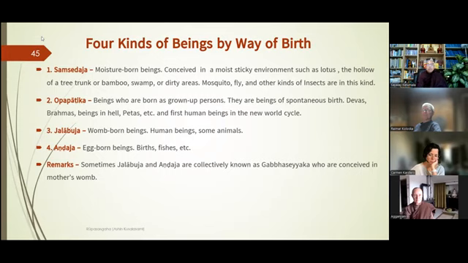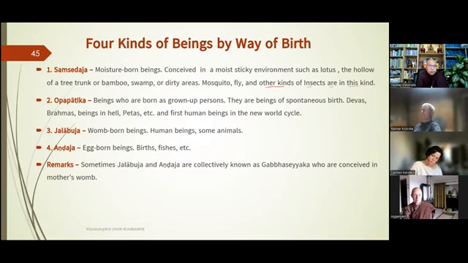The first is Sansidja, moisture-born beings, conceived in a moist, sticky environment, such as a lotus, the hollow of a tree trunk or bamboo, swamp, or dirty areas. Mosquitoes, flies, and other kinds of insects are of this kind.